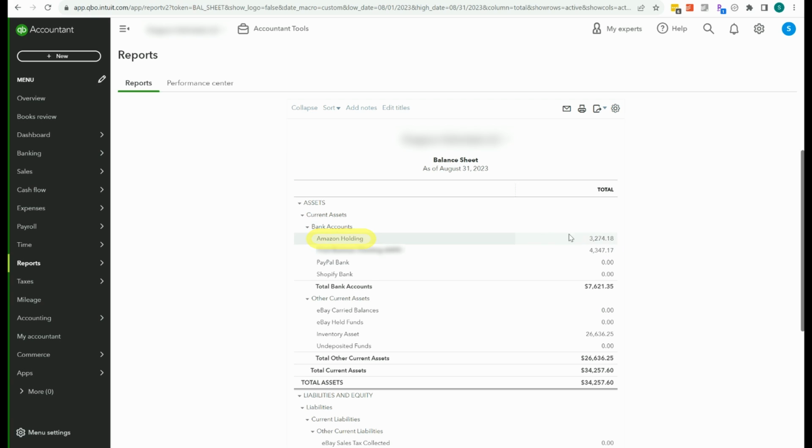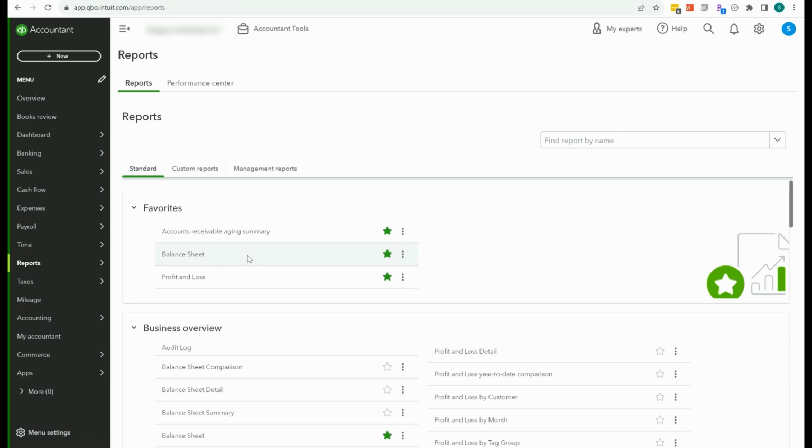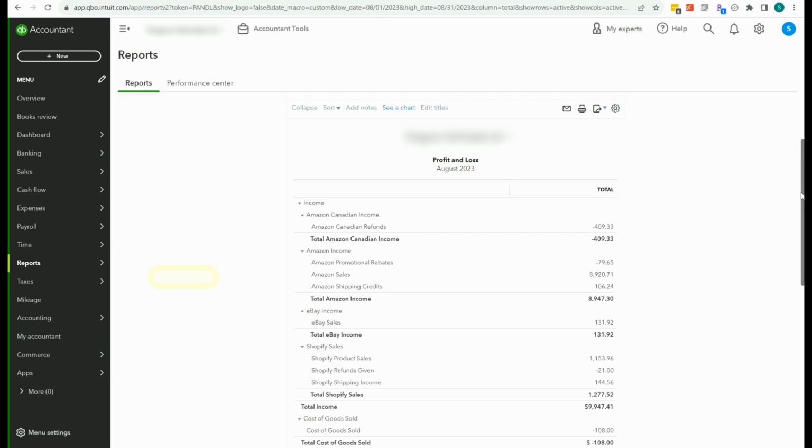We put it in with the bank accounts, and then we can see after we've done our journal entry at the end of the month, we know how much at that day Amazon is holding and will eventually deposit to us. So that's our balance sheet. Everything looks as it should. Let's go back to reports and let's do a profit and loss. So I ran a profit and loss report for the month of August. This is the report that's going to tell you if you're making money or not.